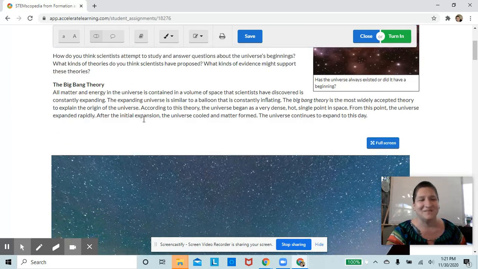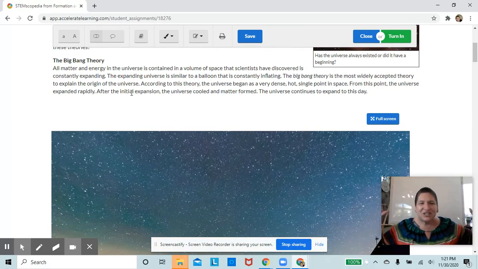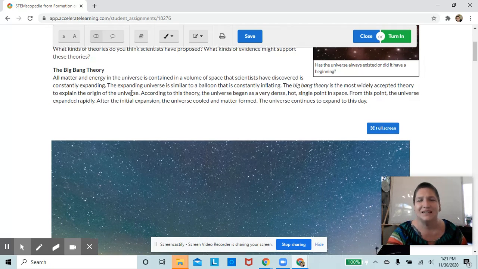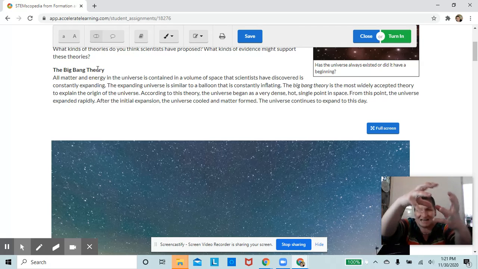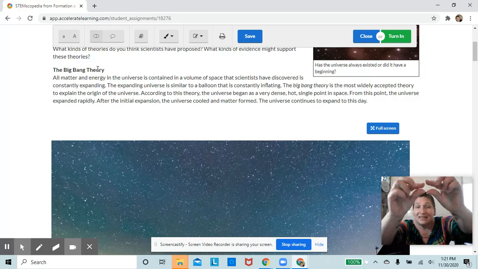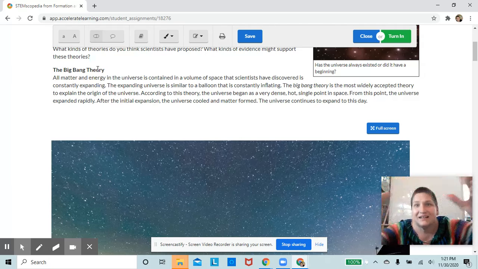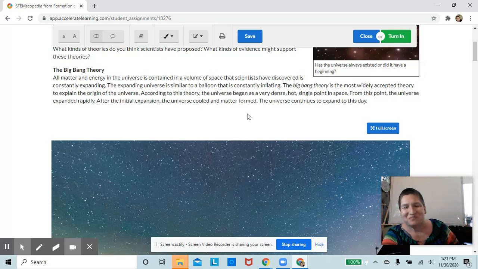Well, the Big Bang Theory. All matter and energy in the universe, contained in a volume of space that scientists have discovered, is constantly expanding. This expanding universe is similar to a balloon that's constantly inflating. The Big Bang Theory is the most widely accepted theory to explain the origin of the universe. According to this theory, the universe began as a very dense, hot, single point in space. Like I was talking about in class, that point of infinite density, that singularity, never happened before, at least not provably. From this point, the universe expanded rapidly. After the initial expansion, the universe cooled and matter formed. The universe continues to expand to this day.